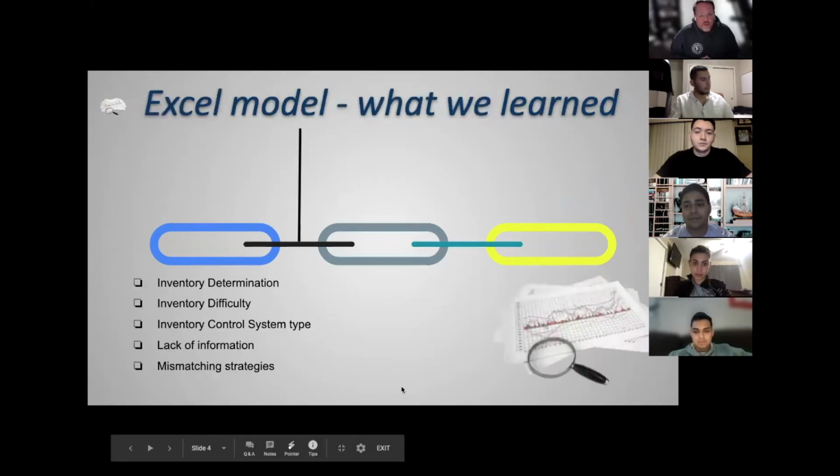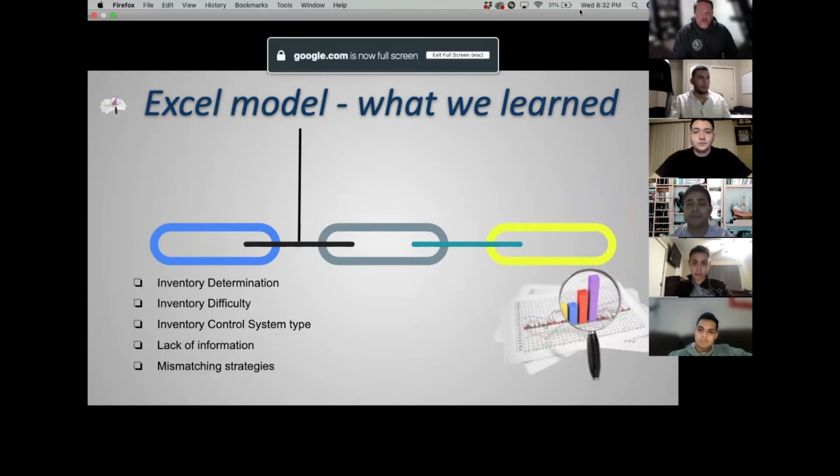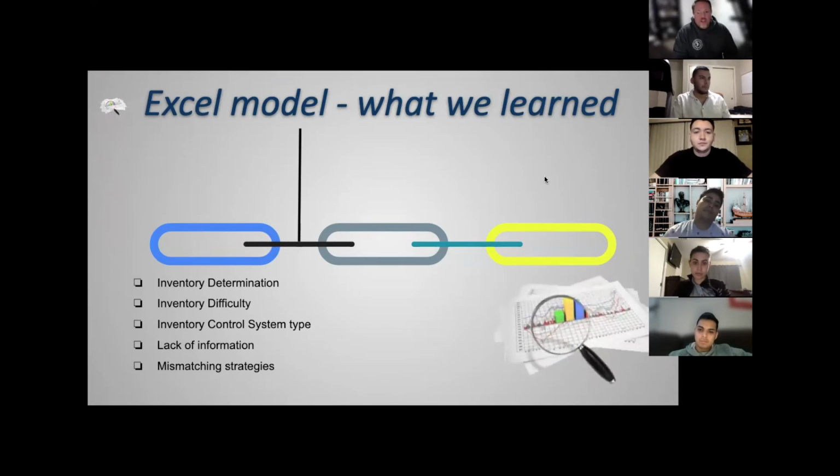This is what our team has learned from the Excel model: depending on the model, it can be affected by the following: inventory determination, inventory difficulty, inventory control systems, lack of information, and mismatching strategies. First, let's discuss inventory determination. In this case, our inventory is perishable. What that determines is if we need to carry inventory at all. The only inventory we carry is the individual ingredients to make the final product, the peanut butter sandwiches.